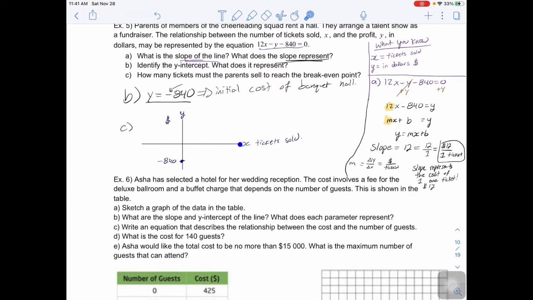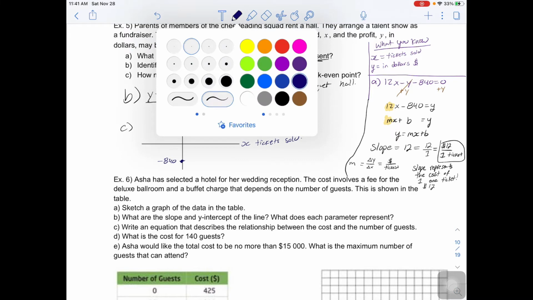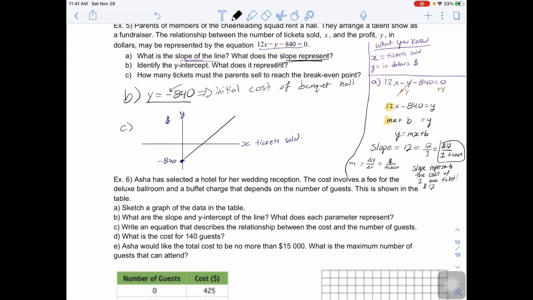On our x-intercept here, this graph will look something like this. As we sell more tickets, we increase in money. Okay, as we sell more tickets, we're increasing in money. This point here is where we break even. And what is that point? That's your x-intercept. And what's an x-intercept? Well, that's when y equals 0.